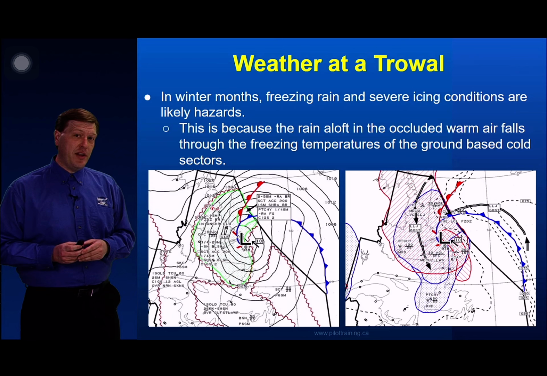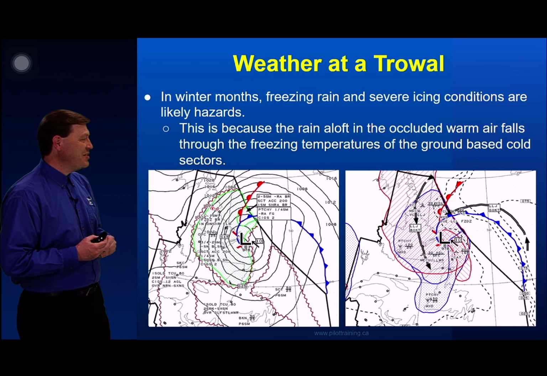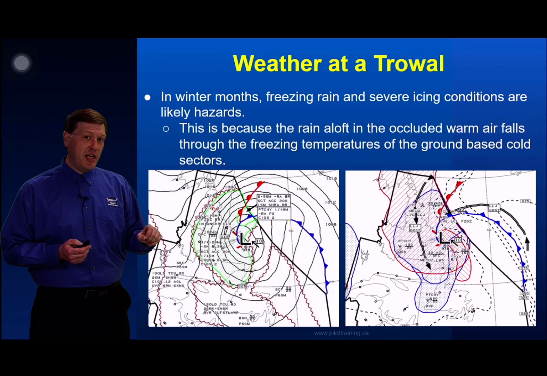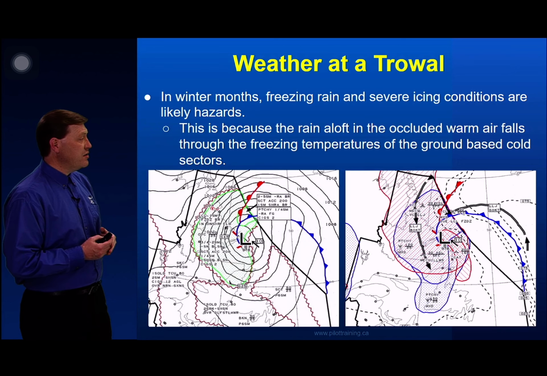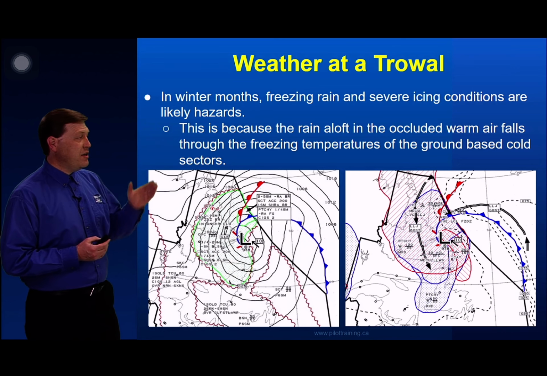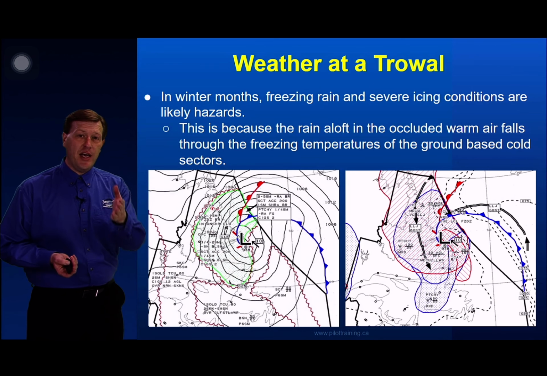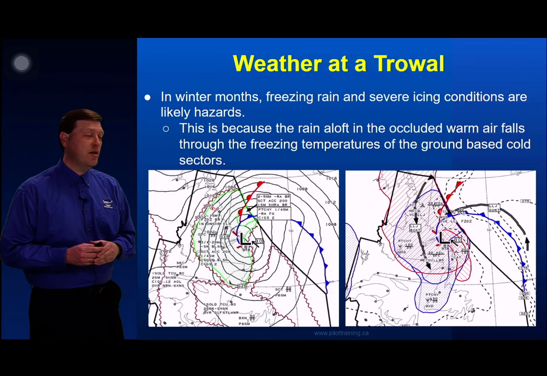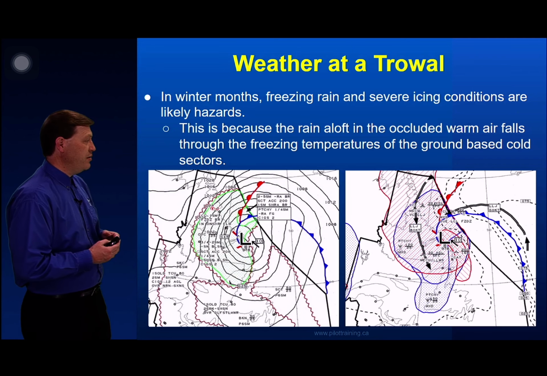And just to show you that, here's one more example out over the East Coast regions. You can see a very powerful low again. Notice how, in this case, again, it's a wintry season, so freezing rain, severe ice conditions are likely hazards. And this is because the rain aloft in the occlusion just gets really messed up. You know that nice diagram that I showed you, the perfect idealized diagram of a winter warm front? Oh, it just gets mixed all up like crazy in these occlusions.